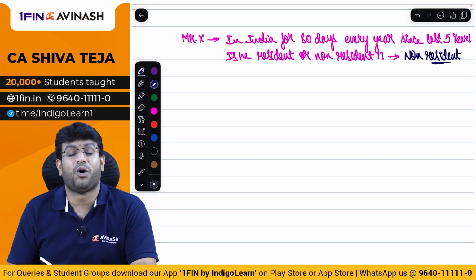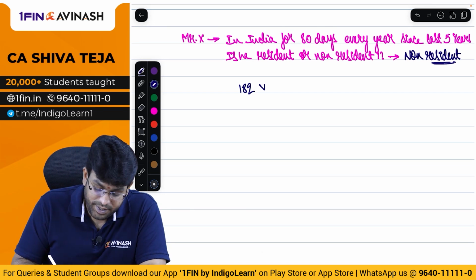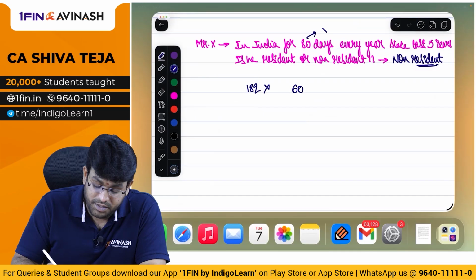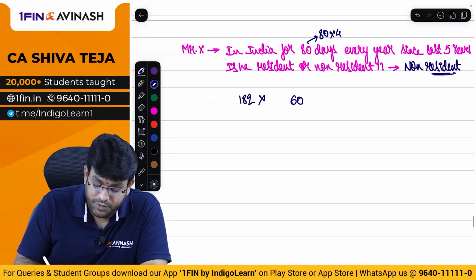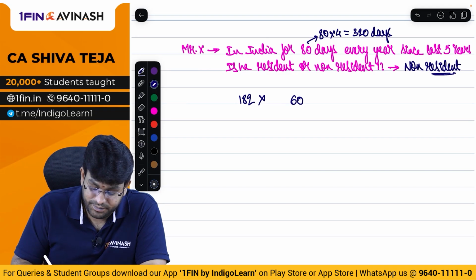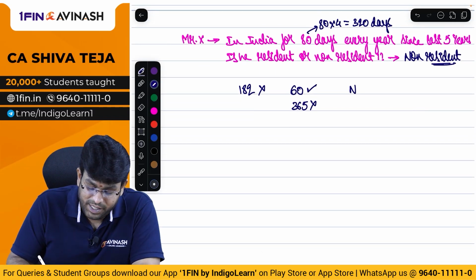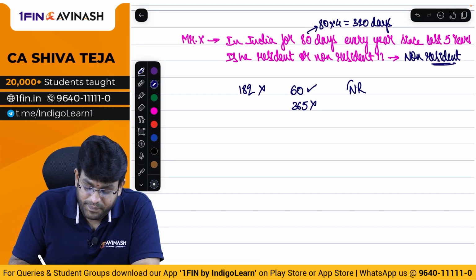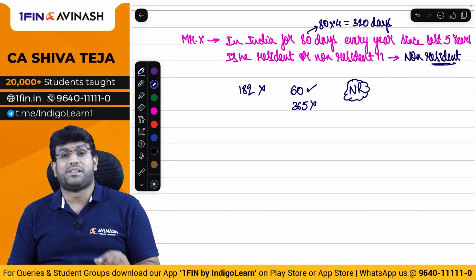The reason for that is what? The 182 condition is not satisfied. 60 is satisfied, but 80 into the last 4 years, if I see how many days it comes to, is 320 days. So 60 is satisfied, but 365 days is not satisfied. So you will be regarded as what, my dear friends? Non-resident, because to become resident, you must satisfy any one of the basic conditions.